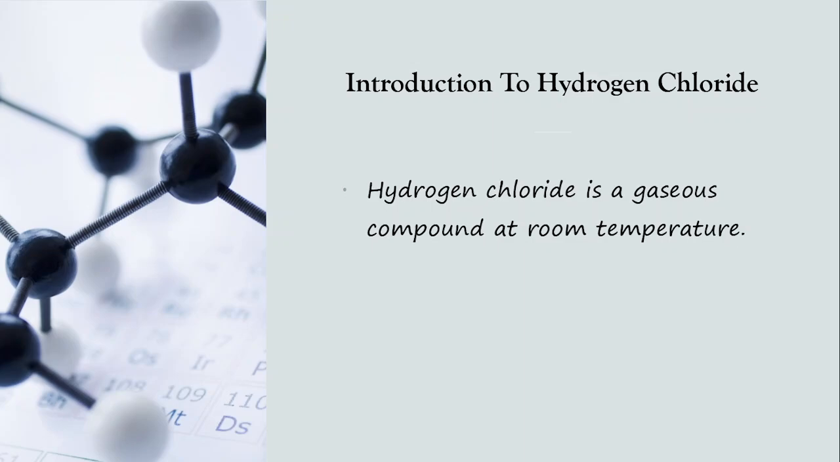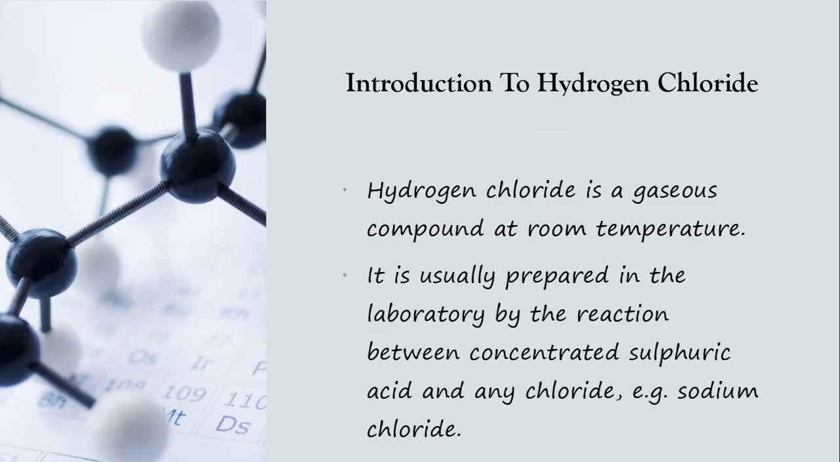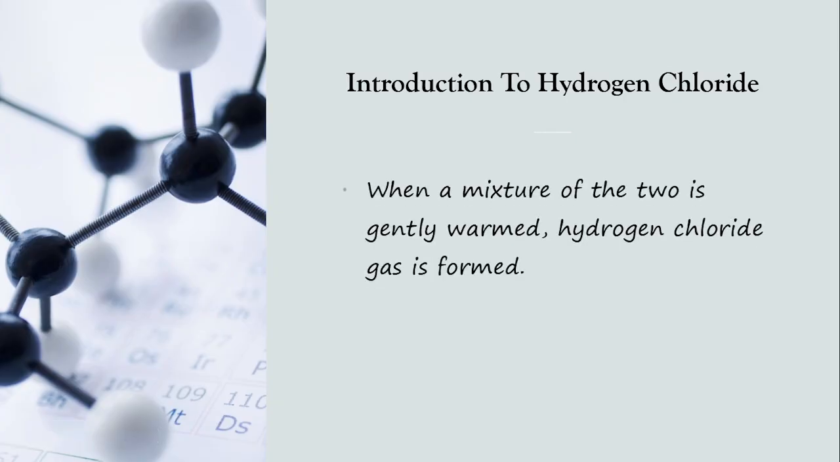Hydrogen chloride is a gaseous compound at room temperature. So that's how it exists. It is usually prepared in the laboratory by the reaction between concentrated sulfuric acid and any chloride, for example, sodium chloride. And when the mixture of these two is gently warmed, hydrogen chloride gas is formed.